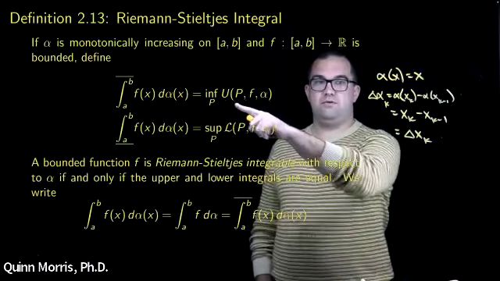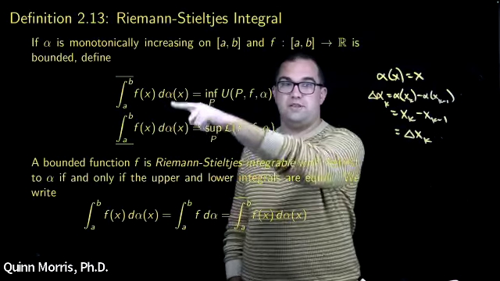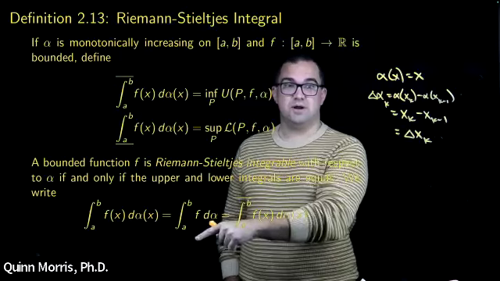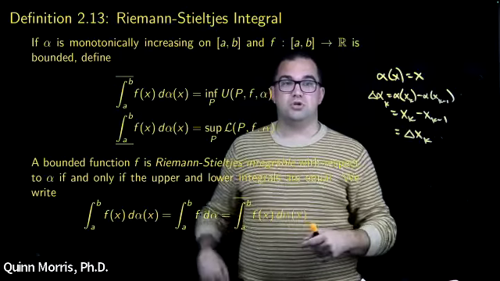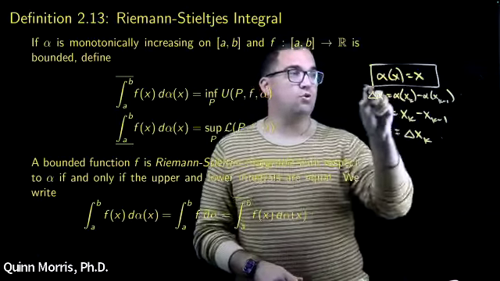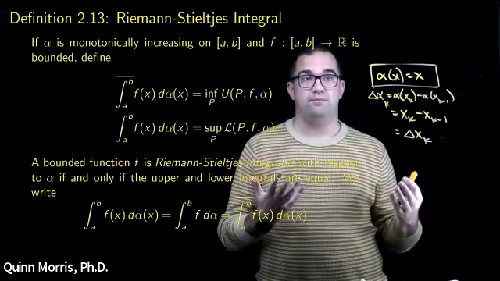And therefore over here, again, these are then just upper and lower Darboux sums. So this just becomes an upper and lower Riemann integral, and this just becomes the Riemann integral. So what we see is that this Riemann-Stieltjes integral, in the special case where alpha of x is equal to x, is just the Riemann integral.